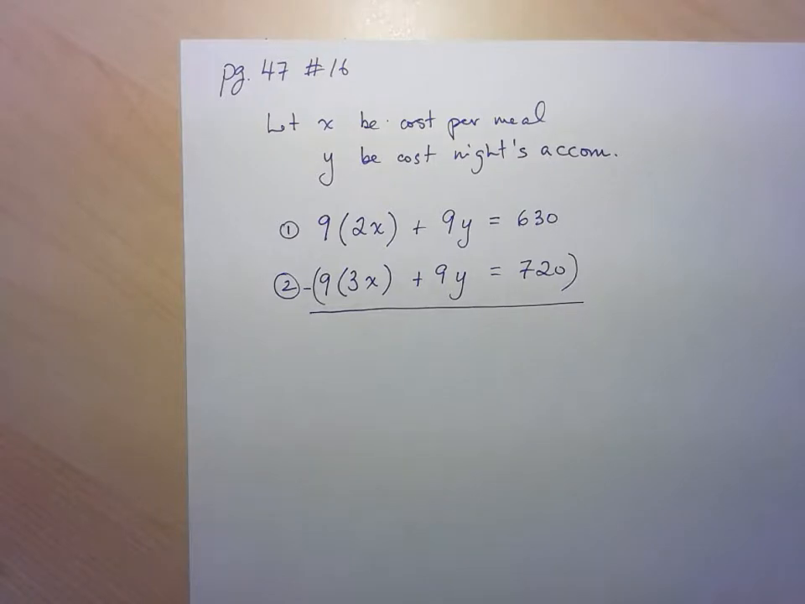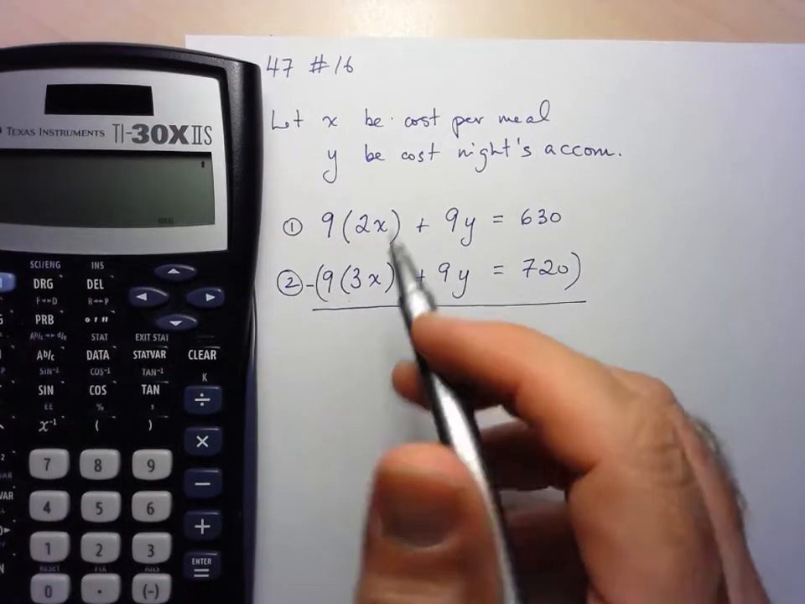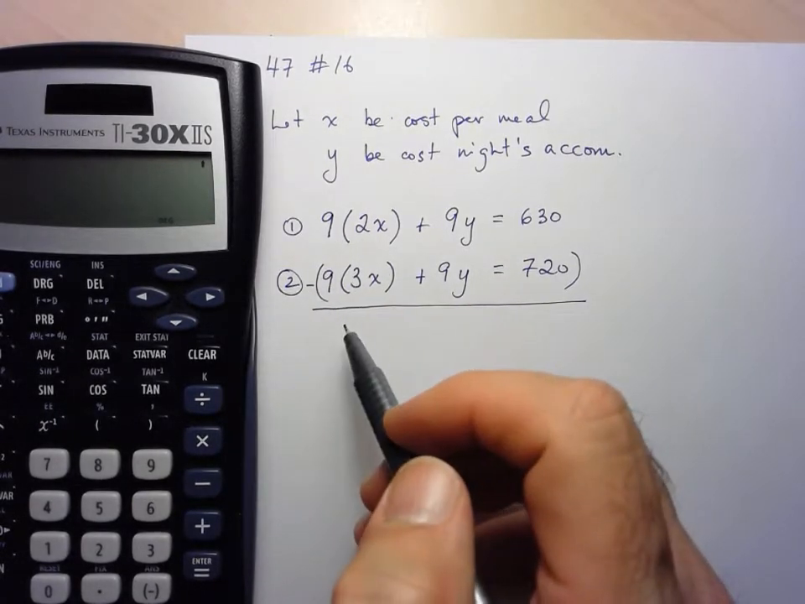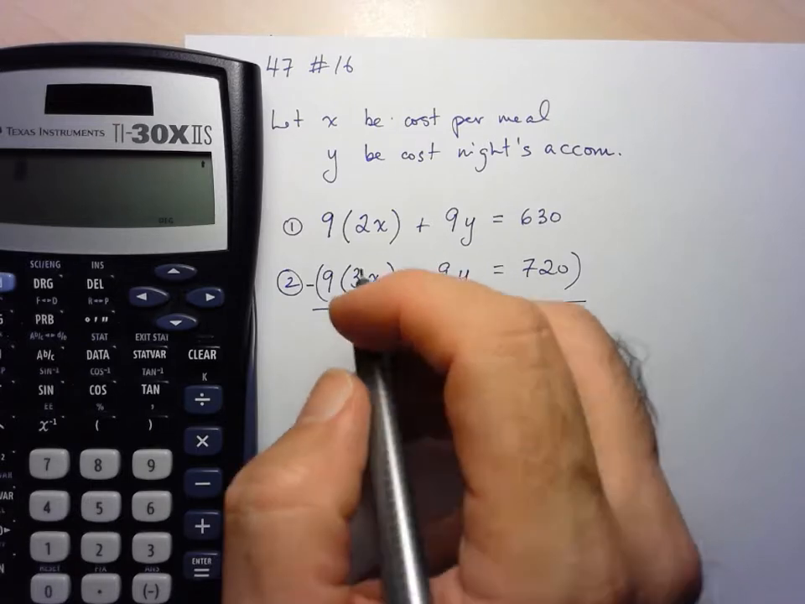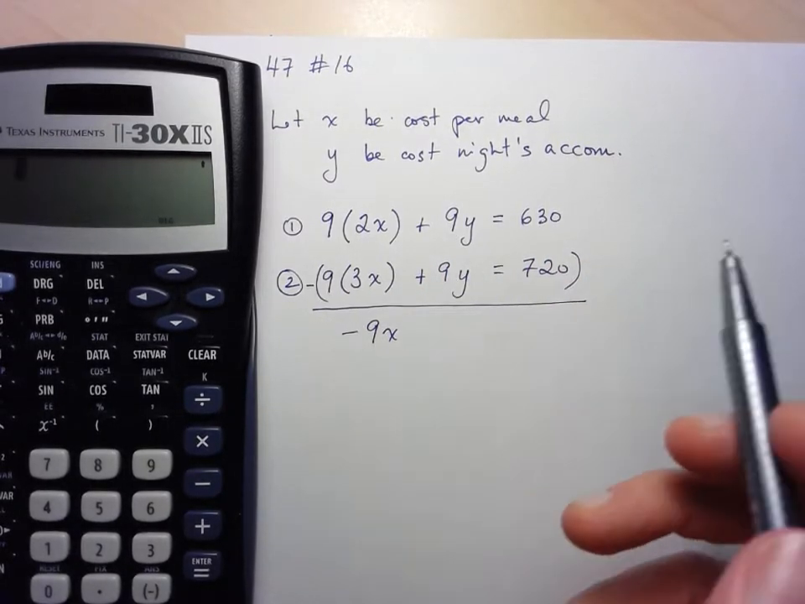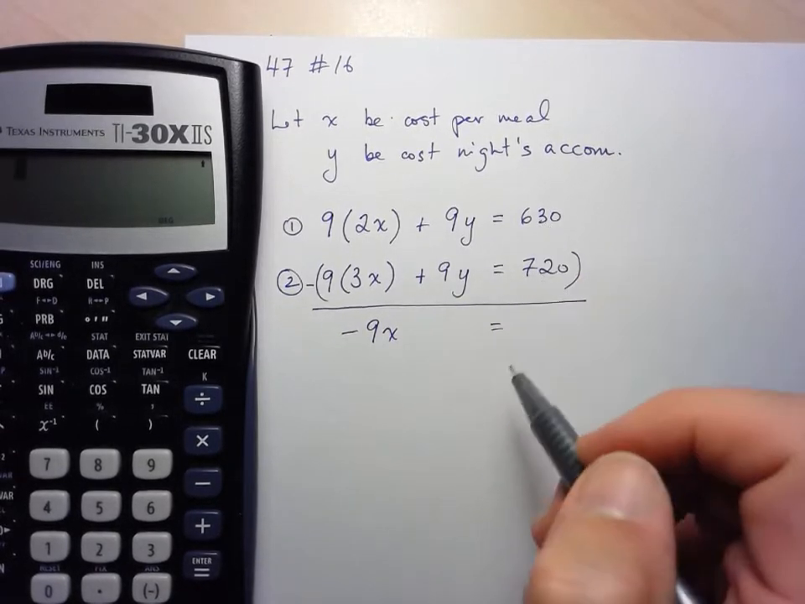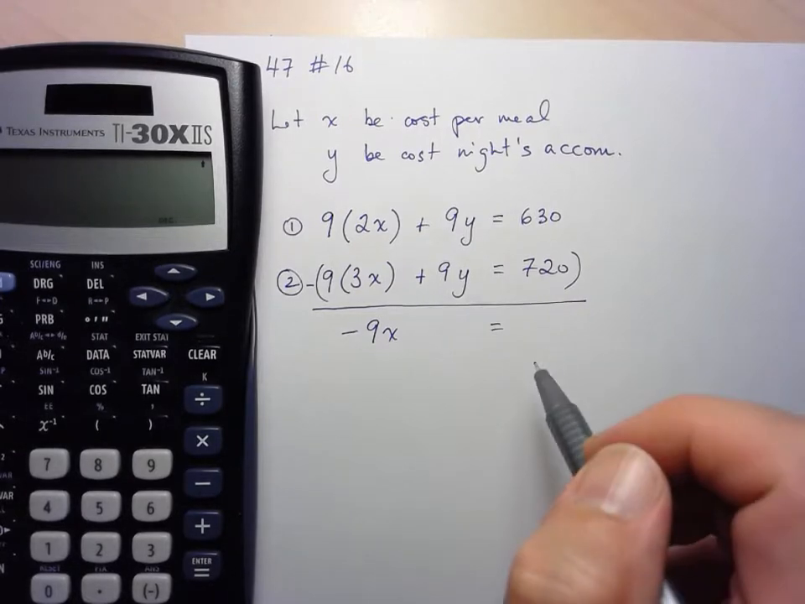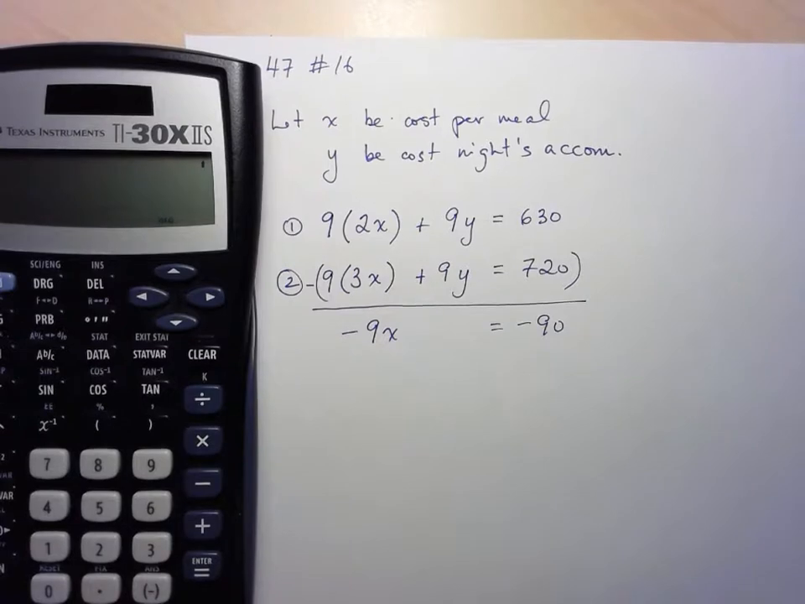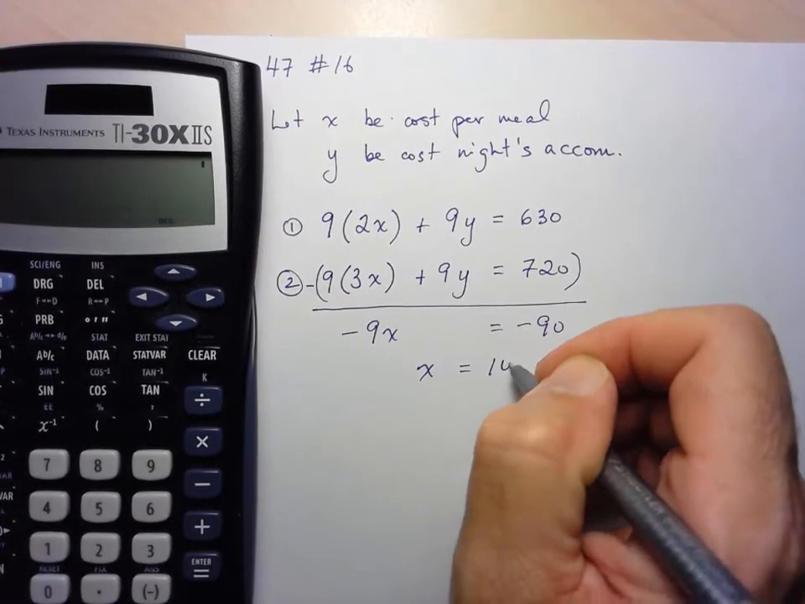Okay, so let's take a look here. What do we have? Actually, I might not even need the calculator. Let's see. So we got 9 times 2 is 18 minus 27. So 18 minus 27 is just going to be negative 9x. 9y minus 9y. As expected, they are eliminated. And here's 630 minus 720. Well, you can check that with your calculator, but that looks like it's going to be negative 90. Okay, and so I've eliminated my variable, divide both sides by negative 9, so x is equal to 10.